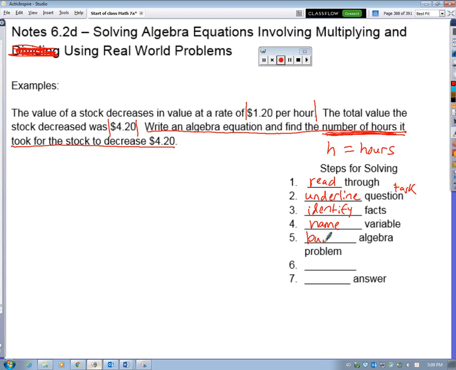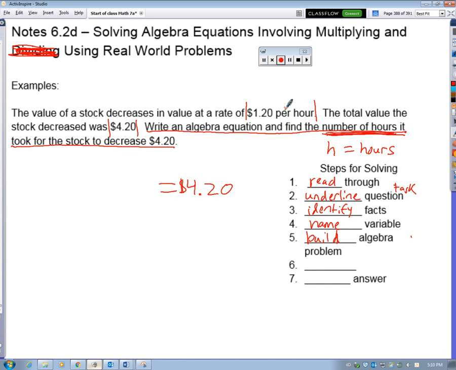Step number 5, build the algebra problem. Okay, and I think the multiplying ones are a little simpler to build than the adding and subtraction ones, because this is what we got to do. Here's the number we're trying to get to. This is the number that we know. This was our ending point. So just like when we set it up, here is how much the stock fell.